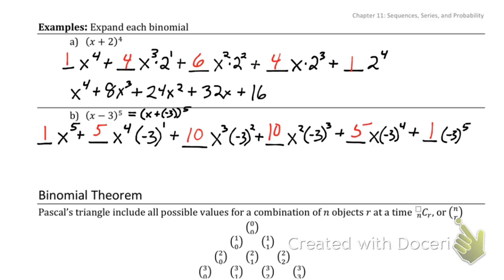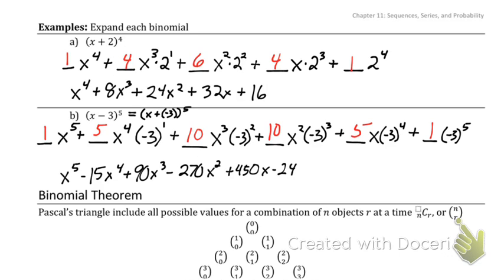All right, then fully simplified. I'm just going to write it down. We're going to have x^5, minus 15x^4, plus 90x^3, minus 270x^2, plus 450x, minus 243. Fully simplified.